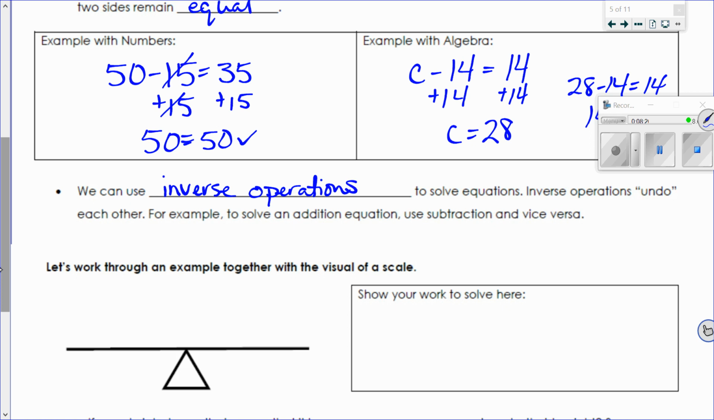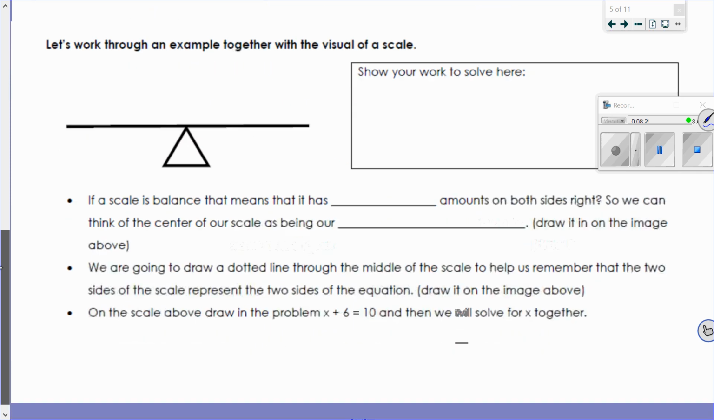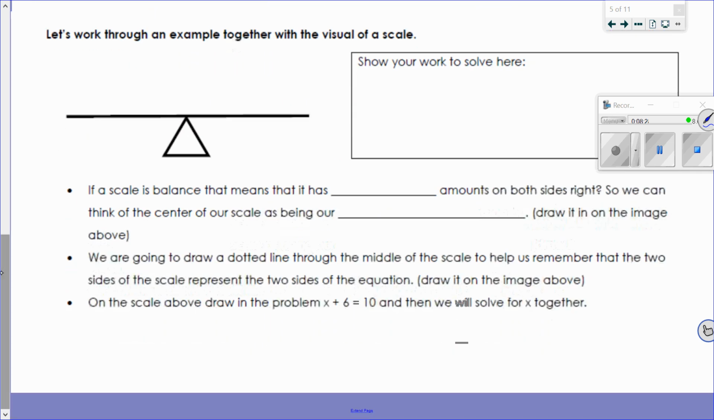Now, to help you visualize what's happening, we're going to go through a little process here. We're going to use a scale. Who knows what's important about a scale? If my scale is level, what does that mean? So if the scale is level, that means equal weights on both sides. Everybody good with that? Okay. So if a scale is balanced, it means it has equal amounts on both sides, right?